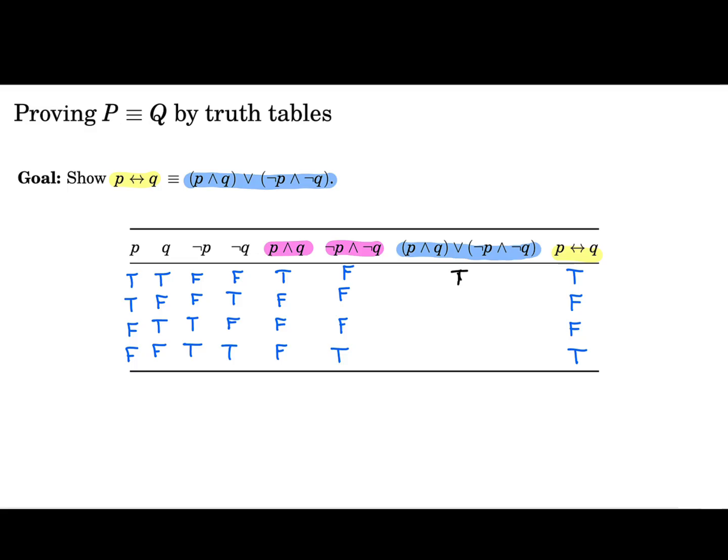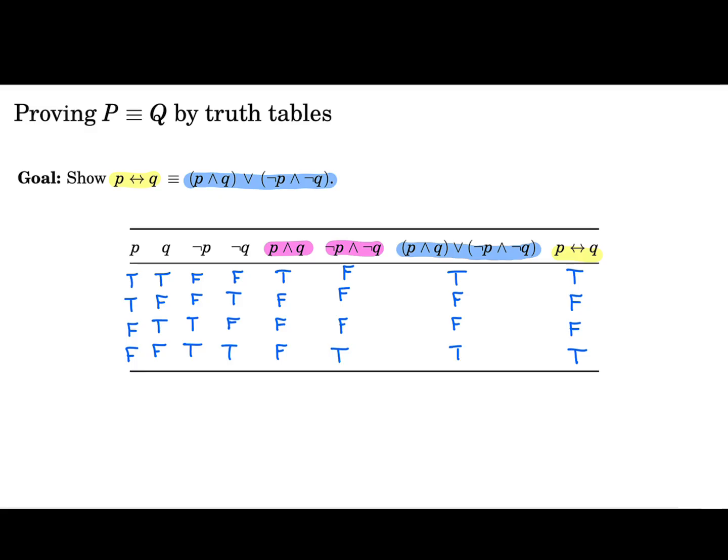Oh, I messed up the color here. So for the first row, you have true or false, which gives you true. Then you have false or false, which is false. You have false or false, which is false. And then you have false or true, which is true.